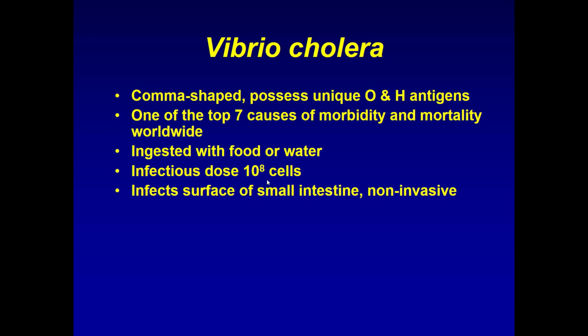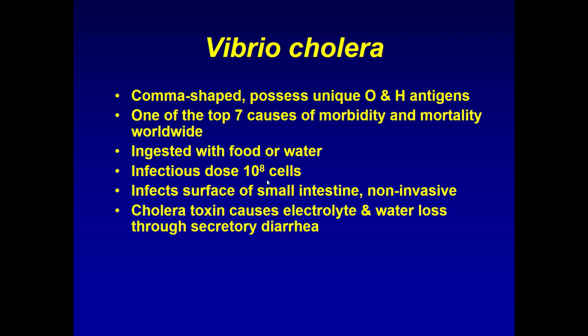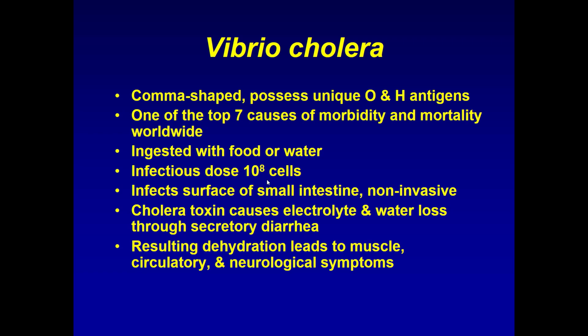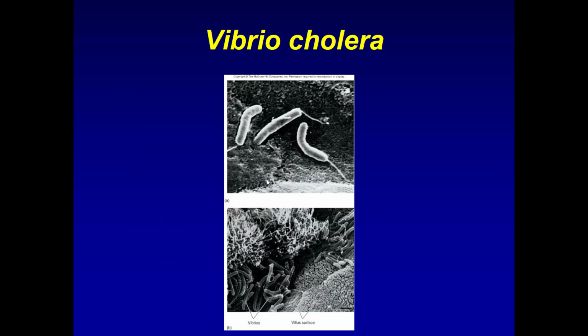So kind of sad, but this is going to infect the surface of the small intestine. It's not invasive, so the immune system's not going to react well to it. But it secretes this cholera toxin that causes electrolyte and water loss through what we call secretory diarrhea. The resulting dehydration, of course, can lead to muscle, circulatory, and neurological symptoms, and of course it can lead to death. So the most important thing would be to stay hydrated and then get some antibiotics to kill it.